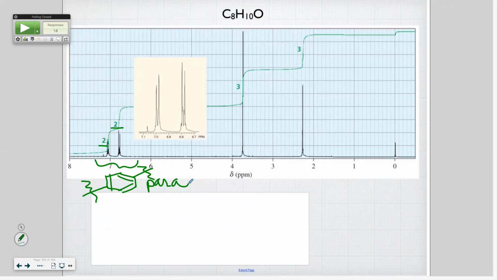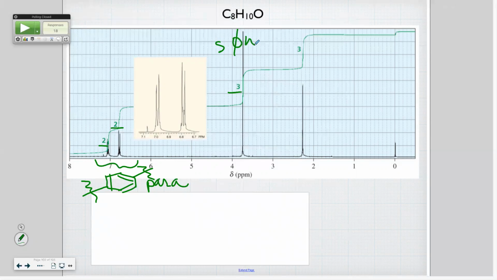So now this benzene ring isn't on an end, it's in the middle, right? Okay, so what else have I got? What is at 3 point whatever? 3.8. What do you think this is? It's 3 hydrogens. What can you tell me? What's it splitting? It doesn't have any. So what does it tell you about its neighbors? No neighbors. Singlet, no neighbors.